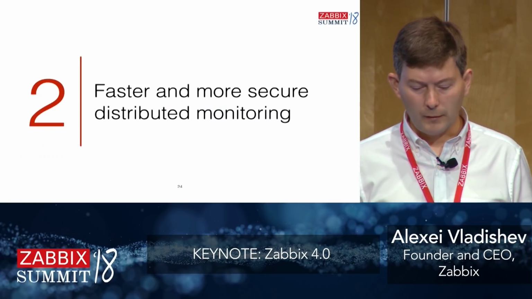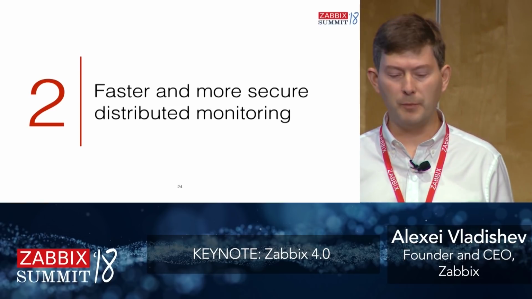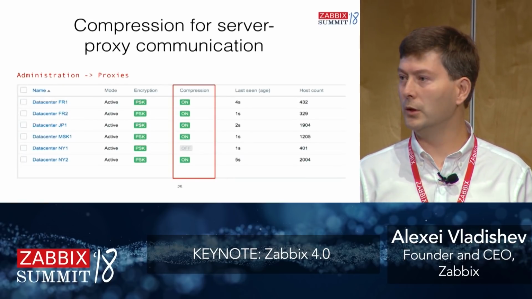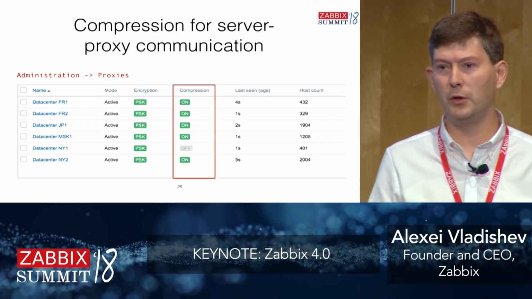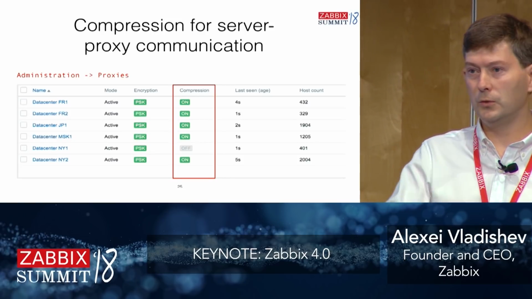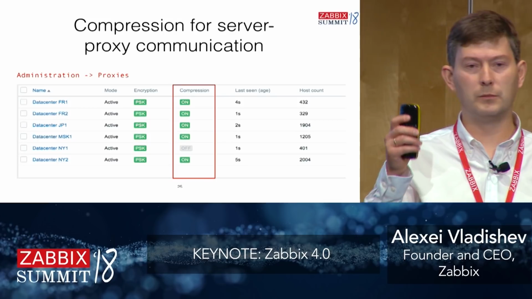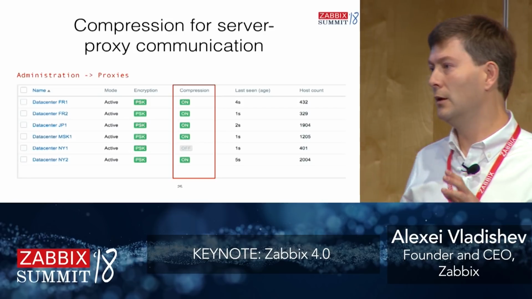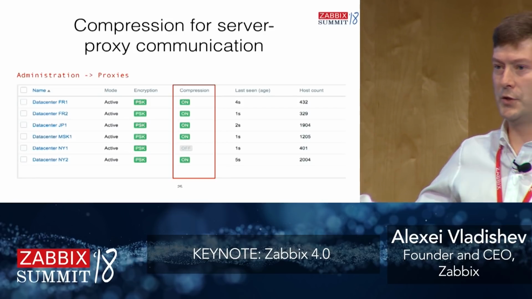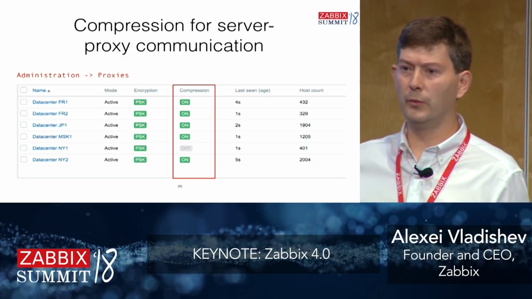What's next? Faster and more secure distributed monitoring. What we did, we basically implemented compression for all server-proxy communication. Now, if you install or upgrade from earlier releases to 4.0, you go to the configuration of proxies, and you will see that there is a column, compression, and compression will be on everywhere. There is no configuration option to switch it off. The only way not to use compression for proxies is to recompile the proxy without compression, yeah?